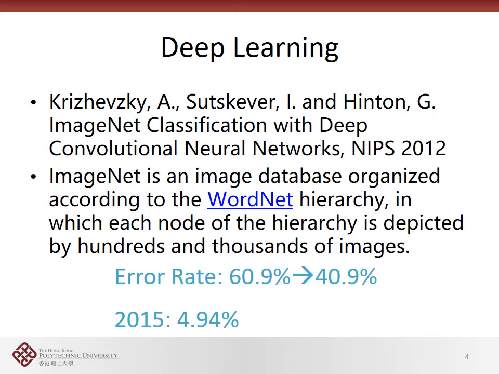Actually, in 2015, in just 3 or 4 years, the researchers, based on deep learning models, further reduced the error rate to around 5%. That means from 100 images, only 5 images are wrongly classified. So it is a huge improvement on this task. It also demonstrates what a powerful technique deep learning models are.